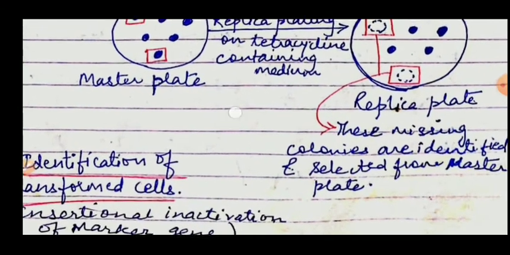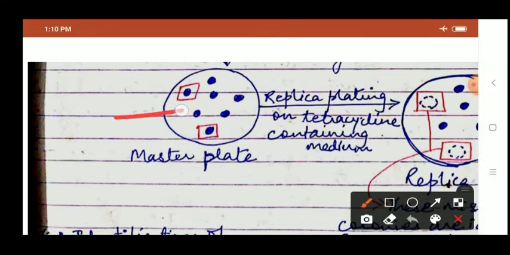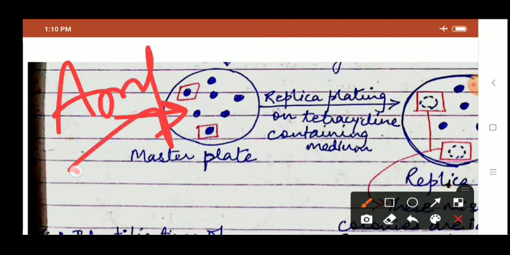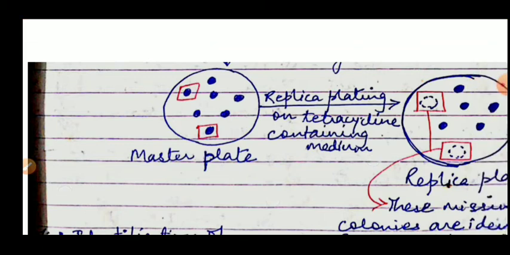This is a medium which contains the antibiotic ampicillin, and all the E. coli cells that have undergone transformation will grow on ampicillin containing medium. Non-transformed cells, which do not contain the vector, will not grow; only transformed cells will grow. This plate is called the master plate.